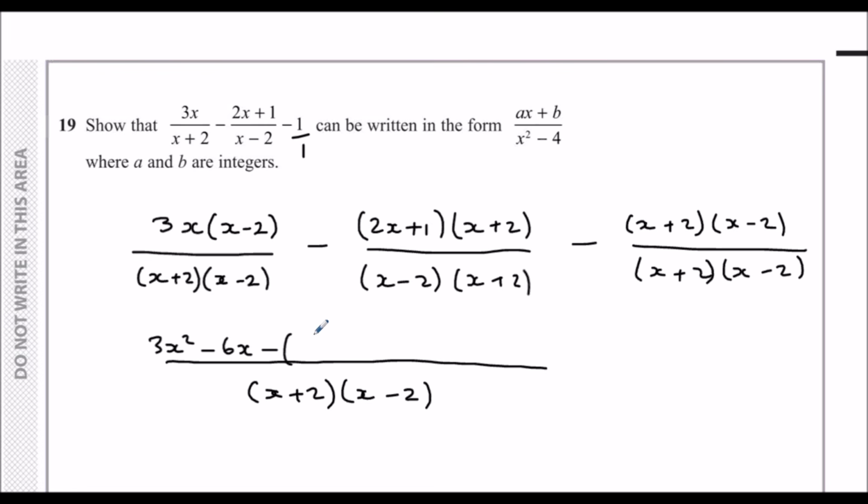So 2x times x is 2x squared. 2x times 2 is 4x. 1 times x is x. And 1 times 2 is 2. And then the last bracket. Again, I'm going to keep a set of brackets. x times x is x squared. x times negative 2 is minus 2x. x times 2 is 2x. And 2 times negative 2 is minus 4.